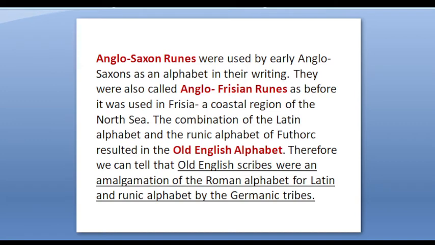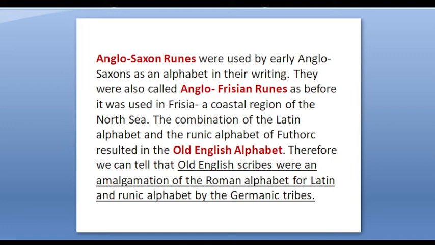Anglo-Saxon runes were used by early Anglo-Saxons as an alphabet in their writing. They are also called Anglo-Frisian runes, as before it was used in Frisia. What is Frisia? Frisia is a coastal region of the North Sea.